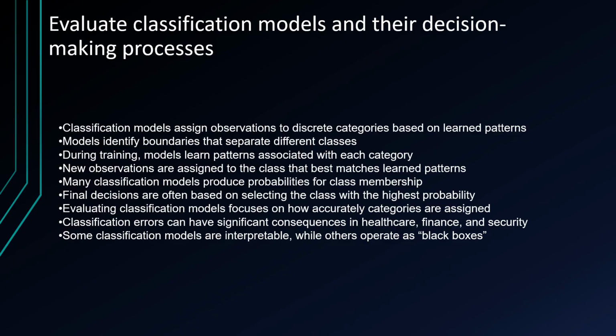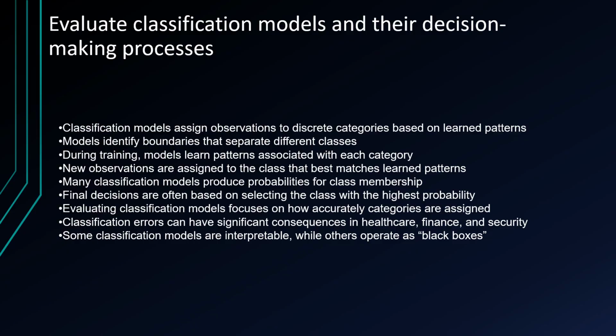Evaluating classification models focuses primarily on how accurately observations are assigned to the correct categories. However, not all classification errors carry the same consequences. Some errors may be relatively minor, while others can have severe operational, financial, legal, or ethical implications. In healthcare, a classification system that incorrectly fails to detect a serious illness may create serious consequences. In finance, failure to identify fraudulent activity can produce financial losses.